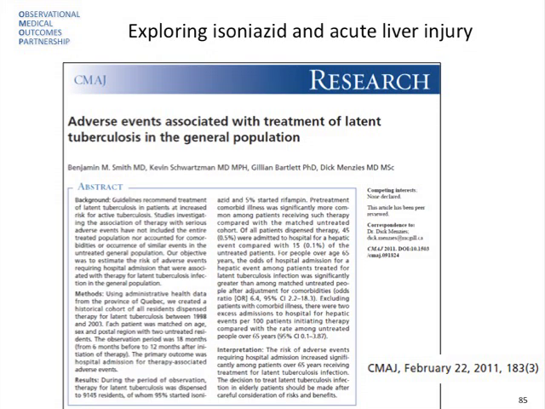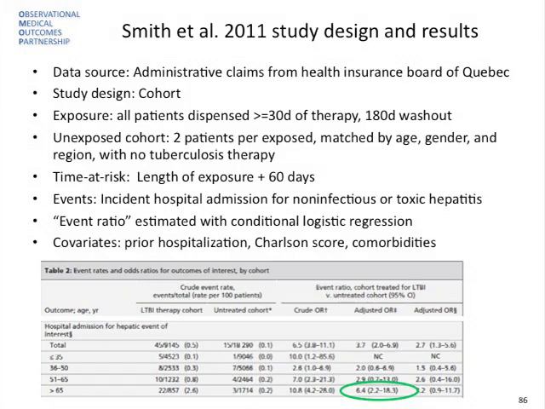So as an example, here's a cohort study in a Canadian database taken from the literature. You don't need to read this. We've basically excerpted for you. They use administrative claims from the Quebec provincial data. It's a cohort design. All people who received at least 30 days of therapy for tuberculosis. They required a 6-month prior clean period to make sure these were new users.